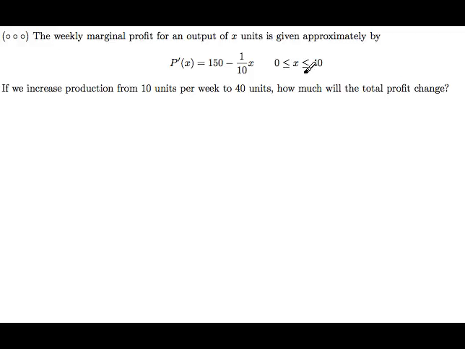Assuming the profit is in dollars here, the number of dollars would be the profit at 40, which would actually be too big, minus the profit at 10. If I had the profit function, this would be the answer. The total profit at 40 minus the total profit at 10 would be the increase in the total profit if we jump from 10 units to 40 units. So I'm after this quantity.